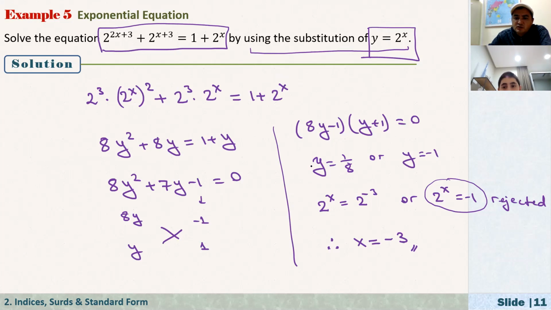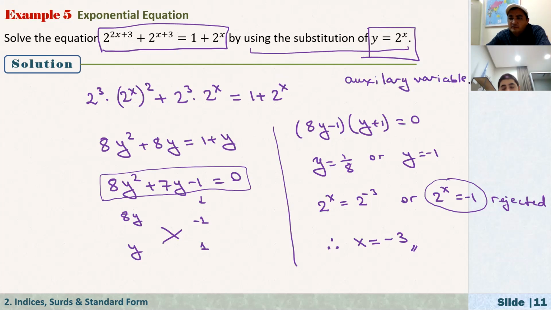Okay, we are just using this method, this technique, to solve the equation. Without this we can also solve it, but using this new variable, which we call introducing an auxiliary variable, our solution is much faster and easier.